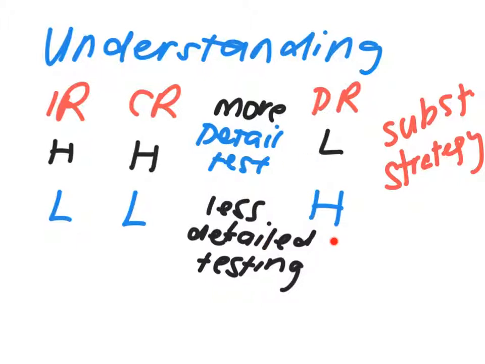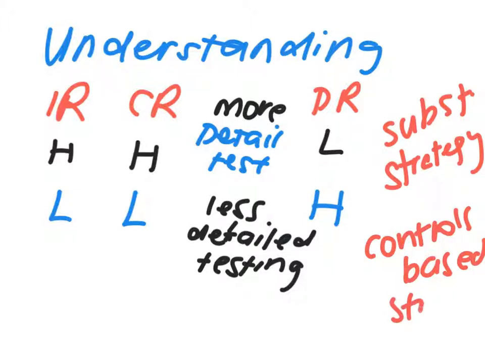Remember, these two elements are connected. The more detailed work you do, the lower your detection risk becomes. The less detailed work you do, the higher your detection risk. So please make that connection in your notes as well. And in this situation, the strategy we would undertake is what's called a controls-based strategy. What does that mean? Here's your final link, guys.